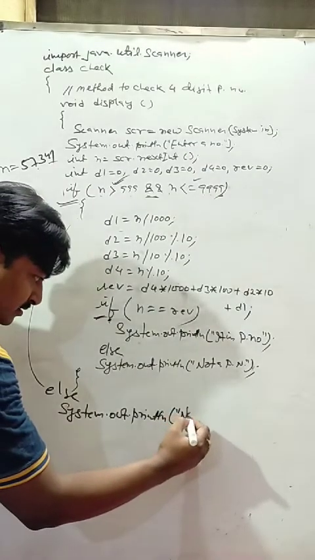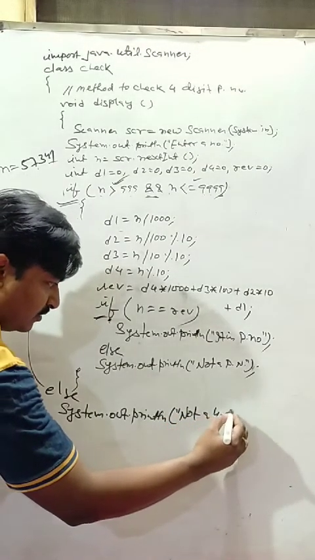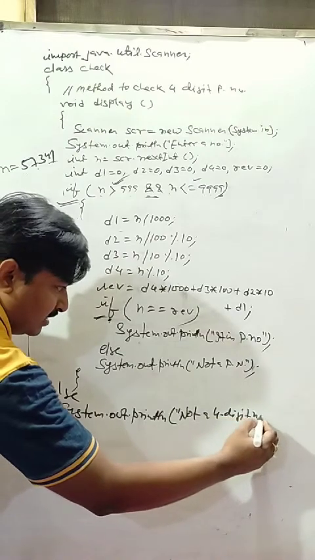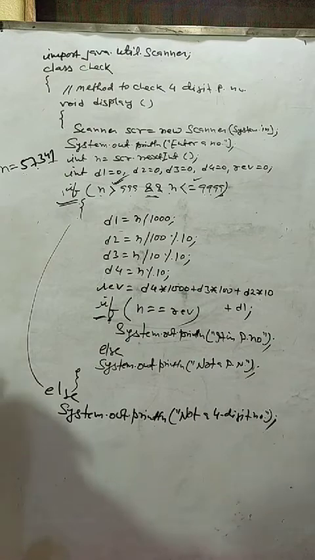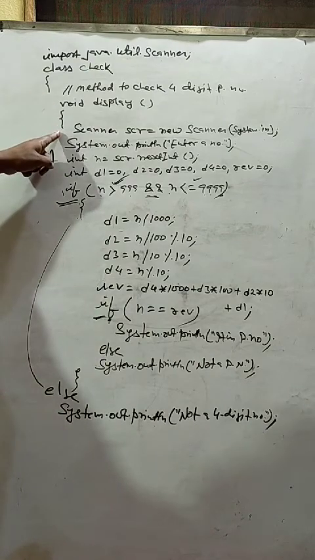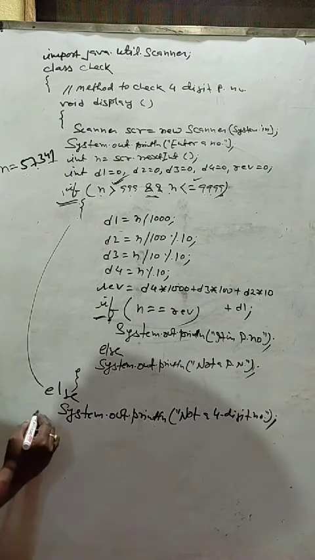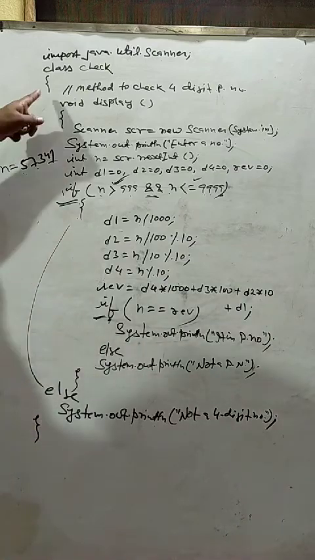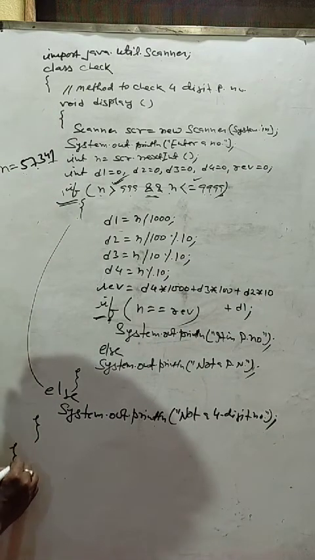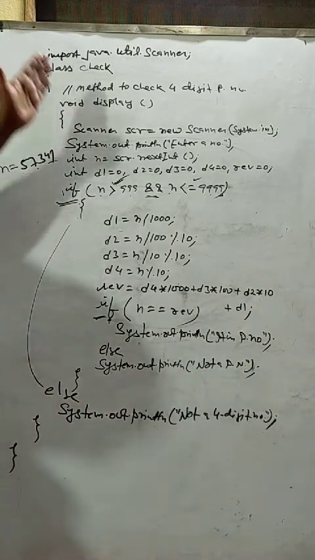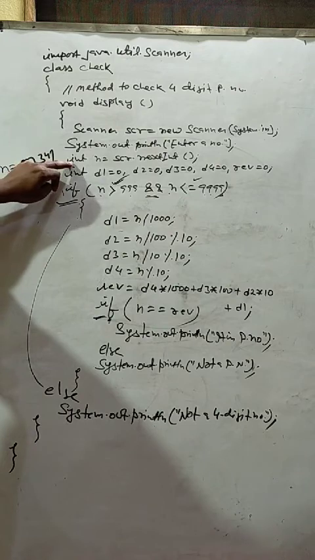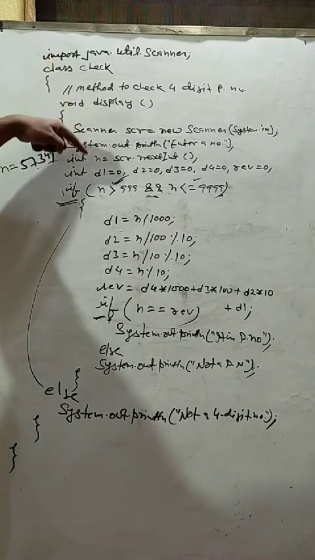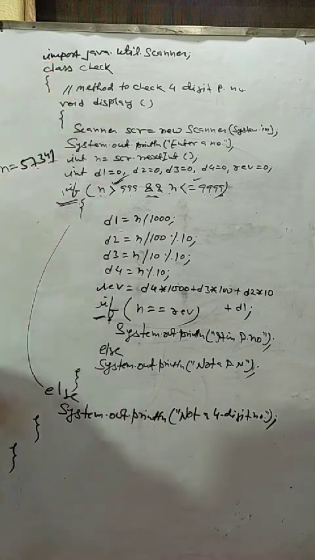ln, not a 4-digit number. Okay, not a 4-digit number. This is the opening bracket of class void. We will close here, and this is the closing bracket of class. So this is the example of nested if, but keep in your mind, we will enter a number using scanner class.